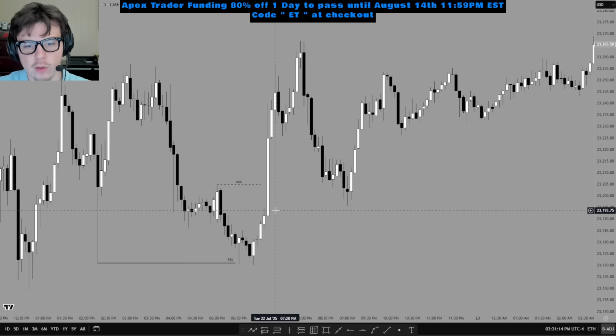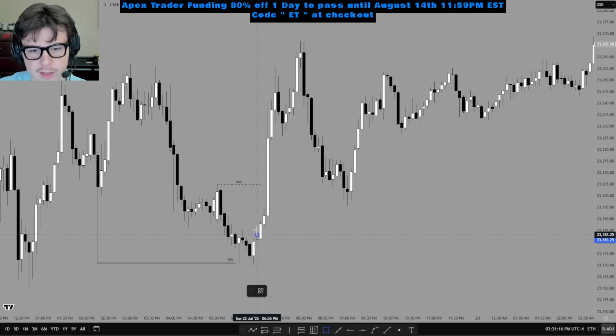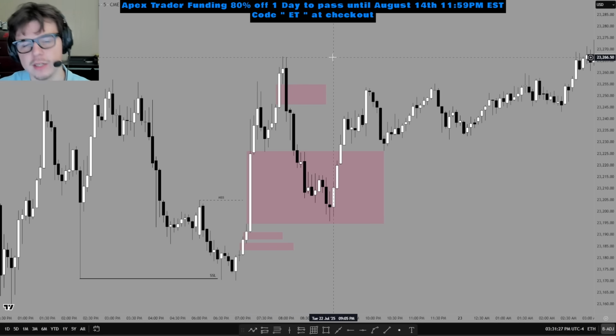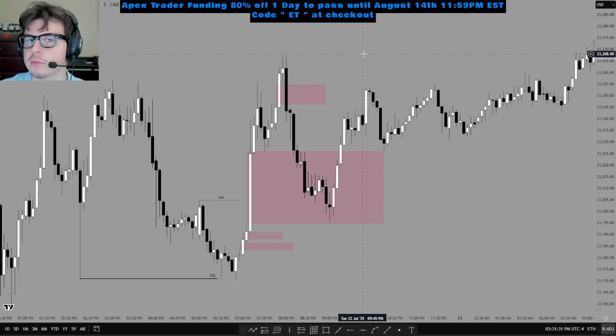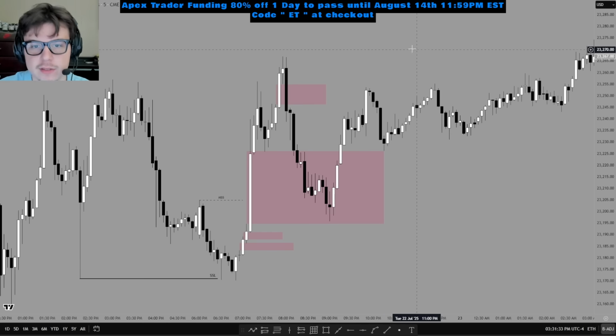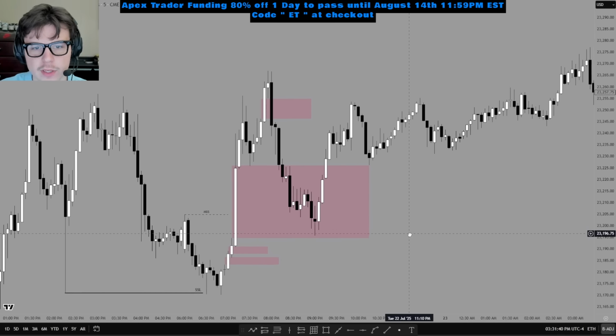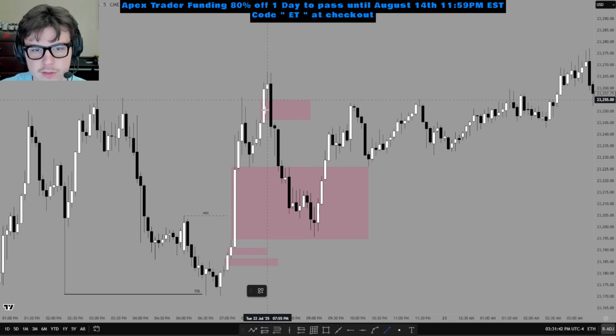But we have a lot of PD arrays here, right? We have 1, 2, 3, 4 right here. We have a lot of PD arrays, right? And honestly, as traders, we don't know which one price is going to come back to and respect. It could respect this one right here, it could respect the middle one right here, or it could come down all the way down here and respect these. Or it could come and respect this PD array, this order block right here, and then bounce higher.